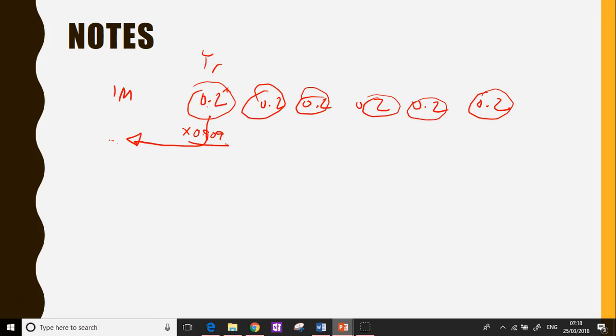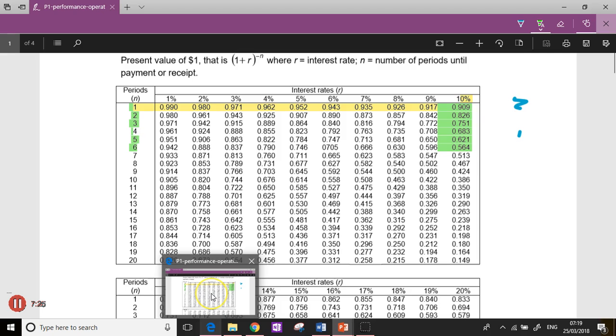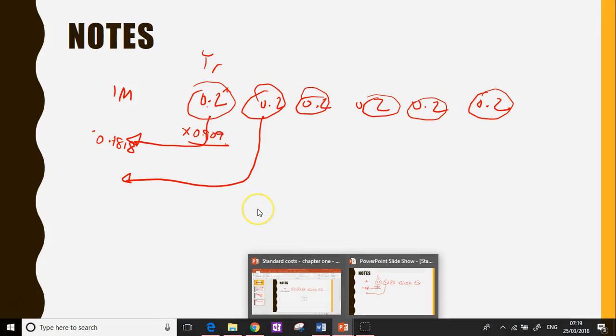So we can quickly do that. I'll just quickly do this first one. 0.2 times 0.909 gives you 0.1818. That's the net present value of the cash flow in the first year. Then you take the second year and do exactly the same thing. I'll go back to that document, and it says 0.826. So I multiply 0.2 times 0.826. That's 0.165.